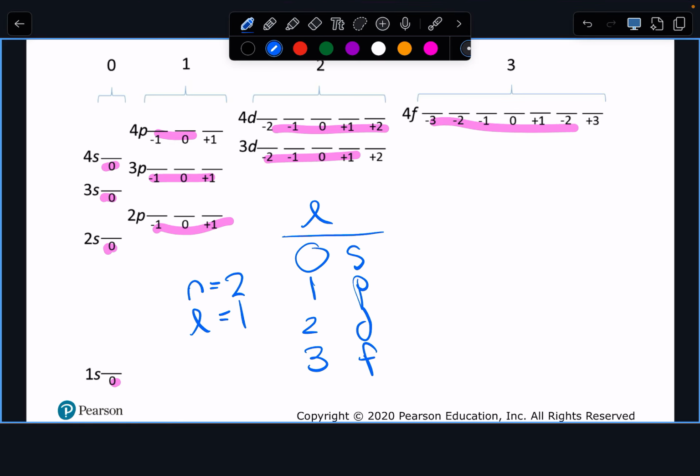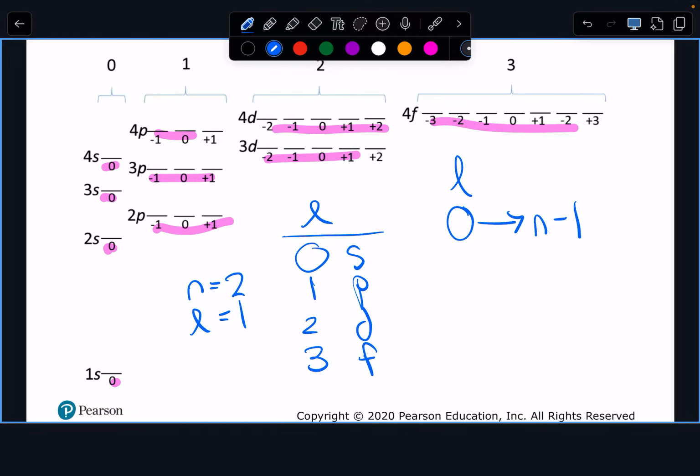Okay, so we said n can be 1, 2, 3, etc. It's not dependent on anything else. L is dependent on n, okay? So when we talk about allowed values, we mean L can't just be whatever it wants to be. It depends on which shell you're in, okay? So L is going to be some value 0 through n minus 1.